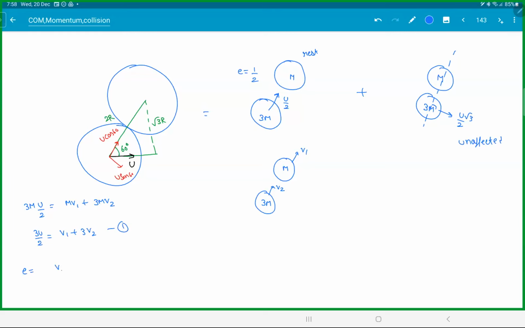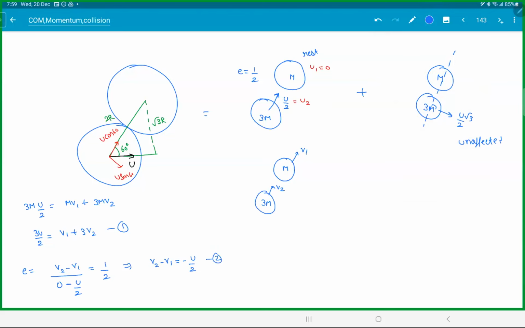Coefficient of restitution: v2 minus v1 by u1 minus u2, where u1 is 3m, 0 minus u by 2, is equal to half. I took this as your u1 and this as your u2, but I wrote it in reverse. This would be your u2 and this would be your u1. So v2 minus v1 is equal to minus u by 2. This is your equation 2.